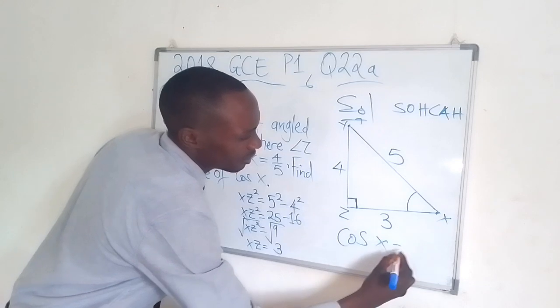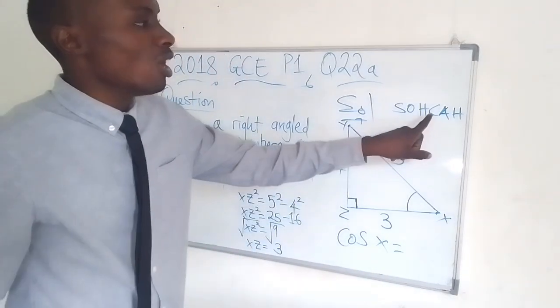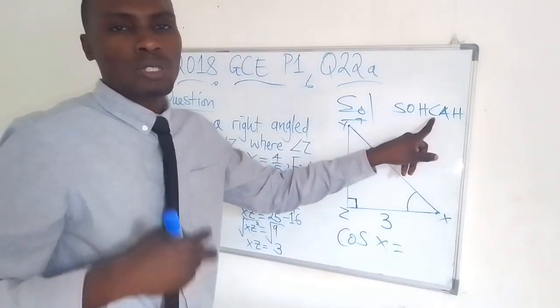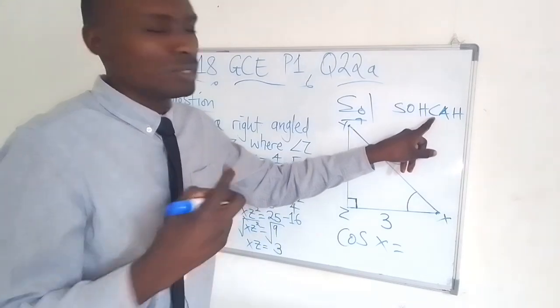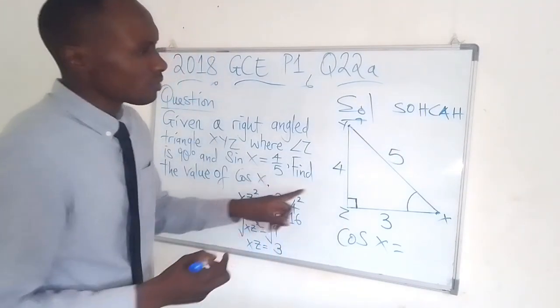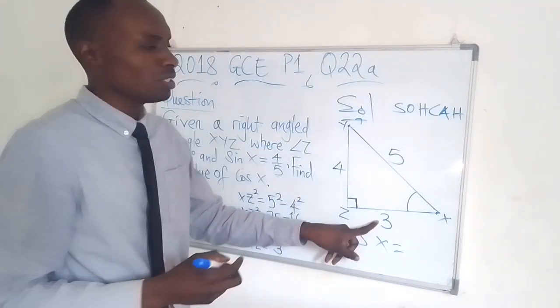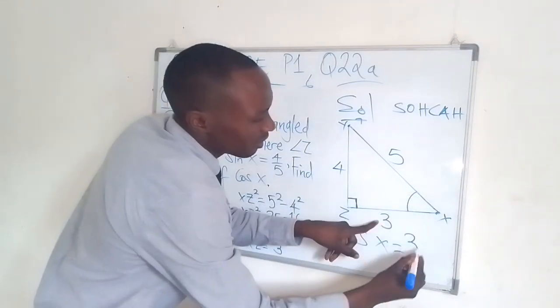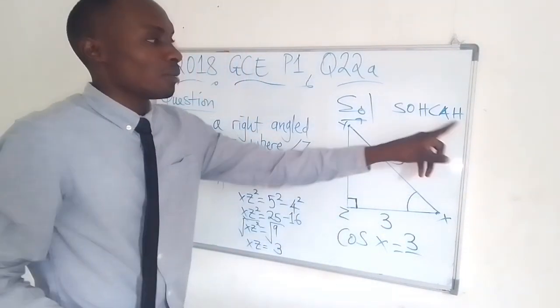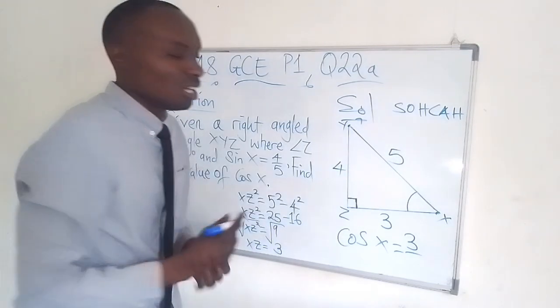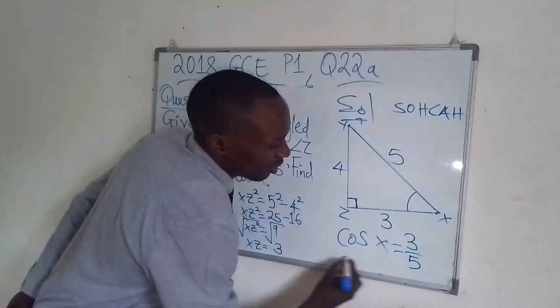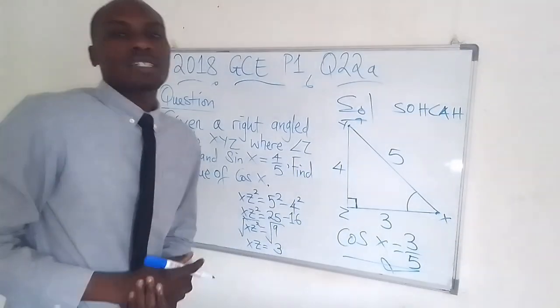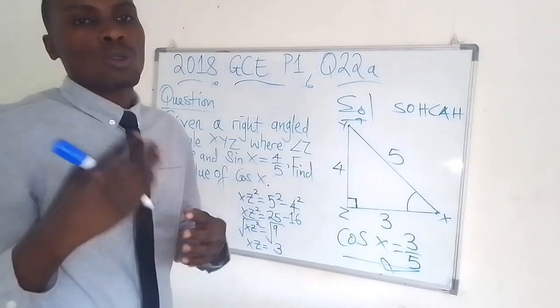So cos X is equal to what? Remember we said cos angle is equal to adjacent over hypotenuse. So this means that the adjacent is 3 in this case, since the opposite is 4, the adjacent is 3, then over hypotenuse, which is given as 5. So this here is our answer. Cos X is equal to 3 over 5.